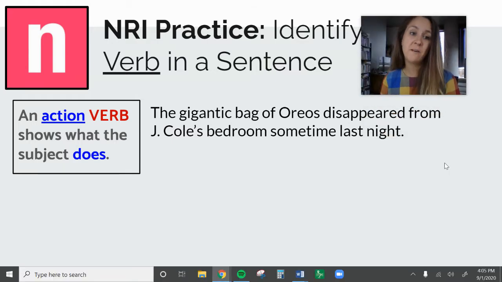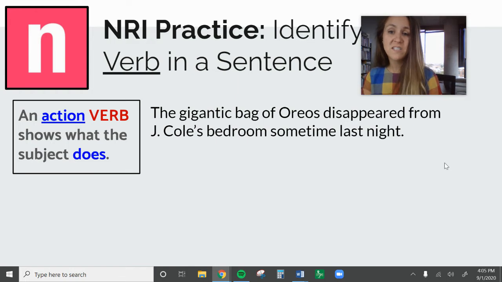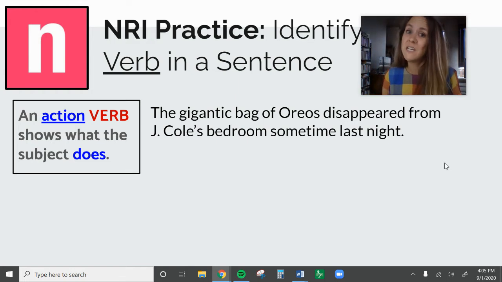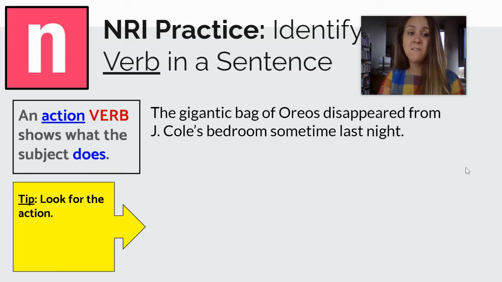So, the gigantic bag of Oreos disappeared from Jake Hull's bedroom sometime last night. That's the sentence that we took from NoRedInk. And so what we are looking for is the action. In this case, the word here is disappeared. The Oreos disappeared from his room.